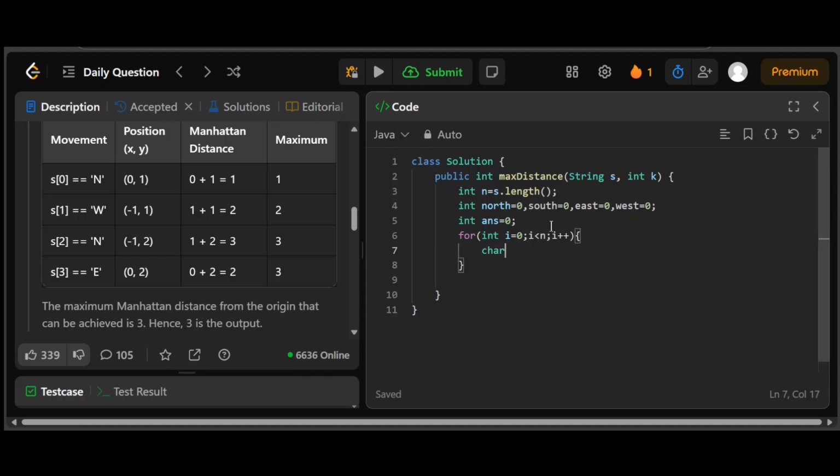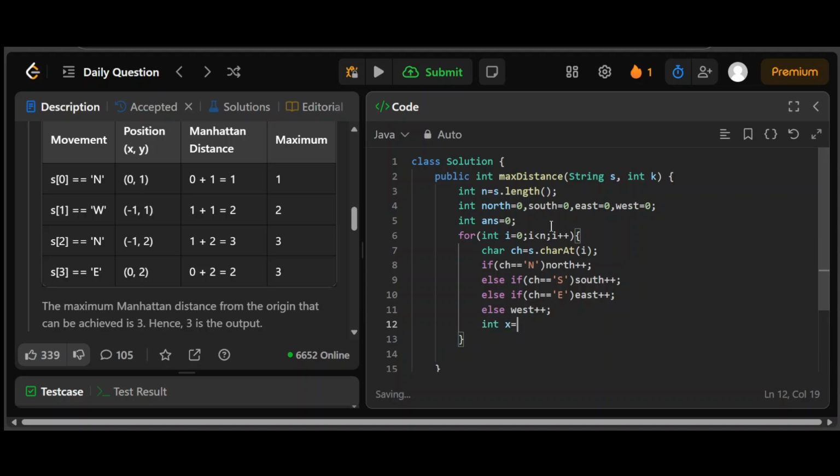And now you need to have one character to extract the character at that index and check: if ch is equal to N, then you need to increment north, else if it is S, then you need to increment south, else if it is E, then you need to increment east, and else you need to increment west.